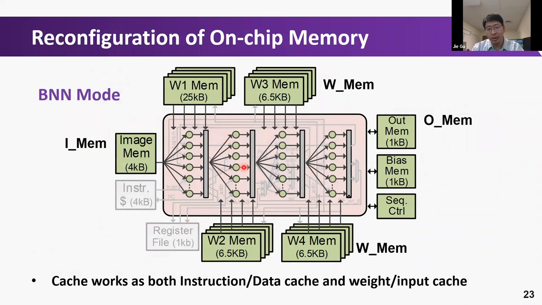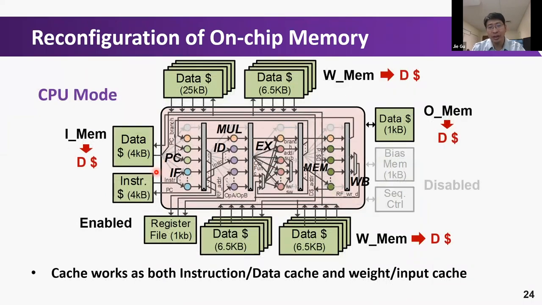Beyond reconfiguring the computing elements, we also reconfigure the memory because we don't want to duplicate it. In the BN operation mode, we configure our SRAM into the weight SRAM and the image SRAM, using the on-chip cache for the weights and the image. And in the CPU mode, we reconfigure the cache into the data cache and the instruction cache. So our memory also becomes dual purpose. There's a small amount of memory and a small amount of logic not used in either mode. We perform very extensive clock gating to gate off those that are not in use so that we don't waste power.